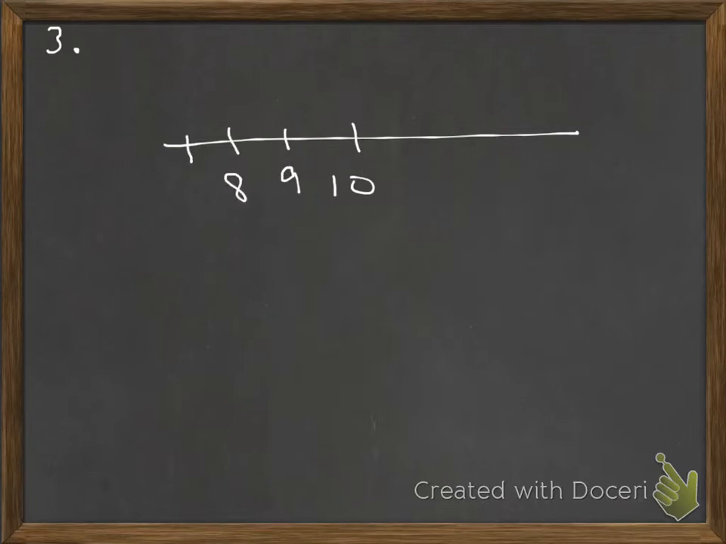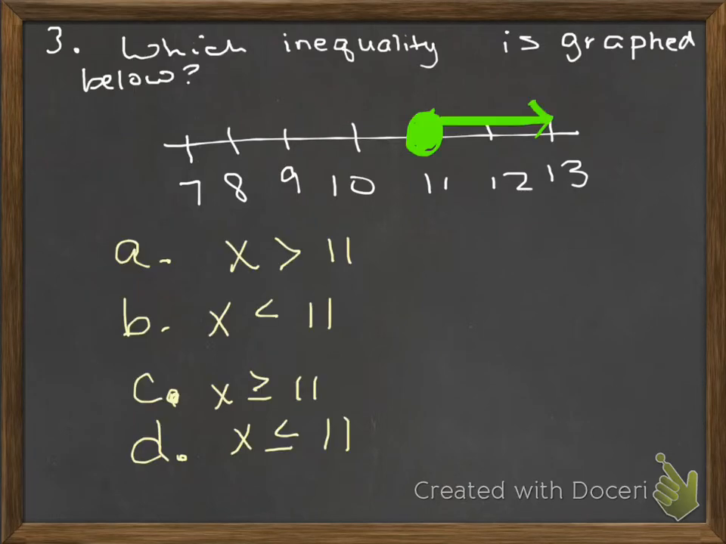All right, number 3 is going to be a simple graphing the inequality question. So you'll see a graph drawn similar to, let's say, this one. And then we've got maybe 7, 8, 9, 10, 11, 12, and 13. And then the problem will say which inequality is graphed below. You'll see a list of choices like the list of choices I have here.